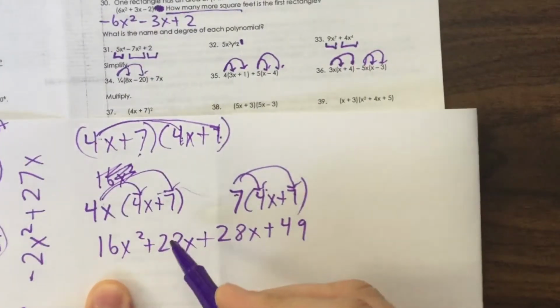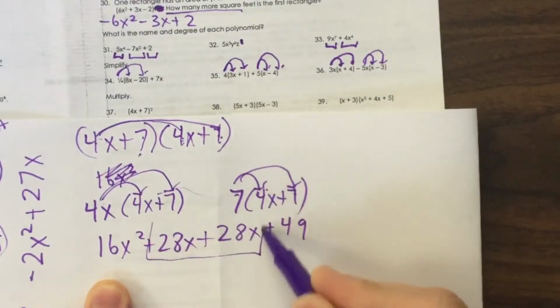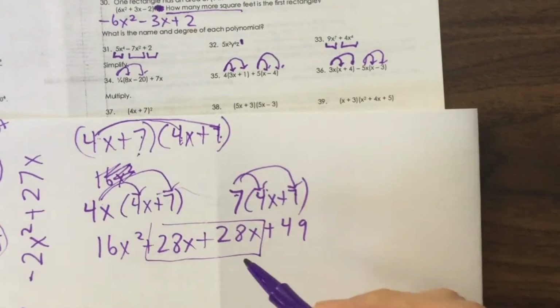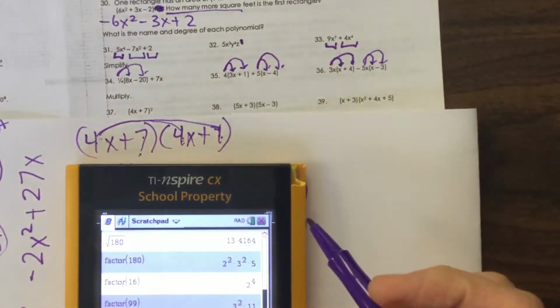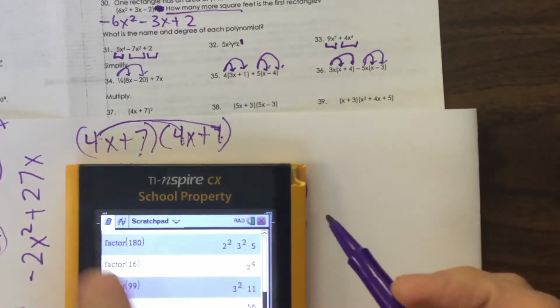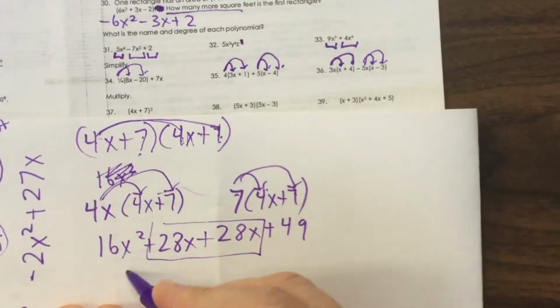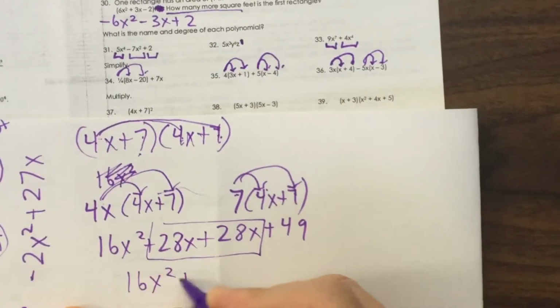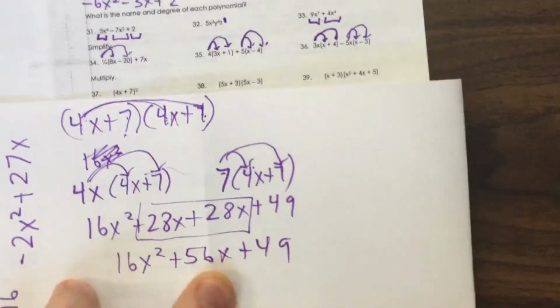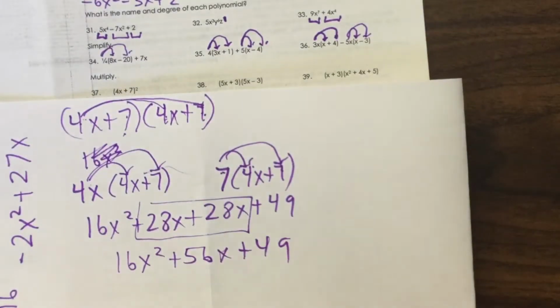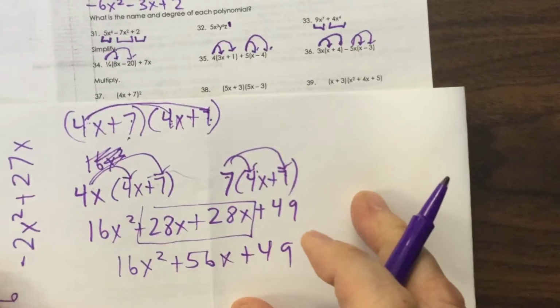So here's what I do. I combine these middle terms. You combine your 28 and your 28 twice. Gives you 56. So you end up with 16x squared plus 56x plus 49. Okay? That's the answer to number 37.